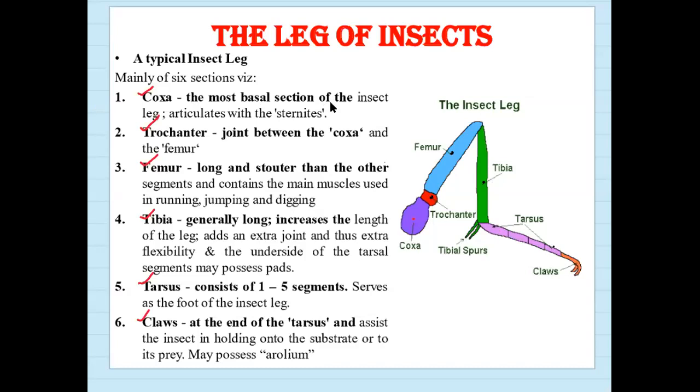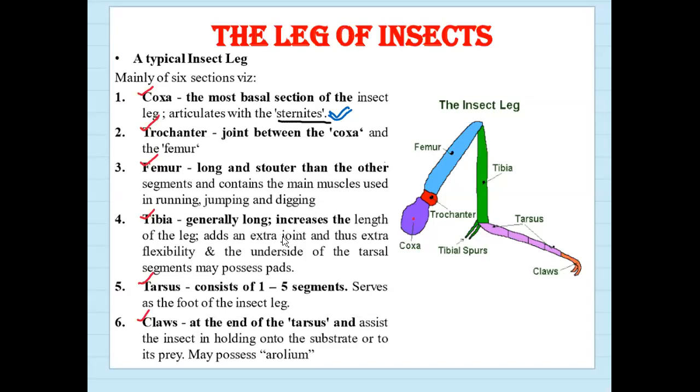Coxa, the most basal section of the insect leg, articulates with the sternum, one sclerite of the sternum. Trochanter, the joint between the coxa and the femur. Femur, long and stouter than the other segments, contains the main muscles used in running, jumping, and digging. This is the main part where the muscular part of a leg lies.